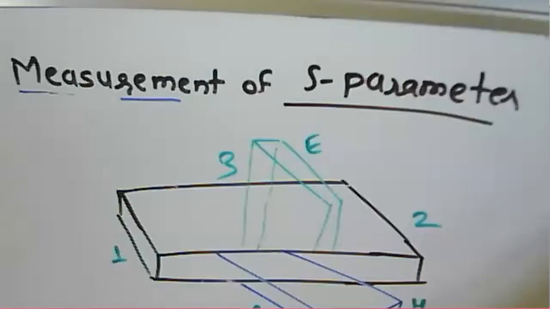Now we see here a measurement of an S parameter. The S parameter measurement is nothing but the input and output ratio at a given particular port that is to be measured. To measure the S parameter, we can directly use a network analyzer, and through the network analyzer we will directly get the S parameter for the given particular port.